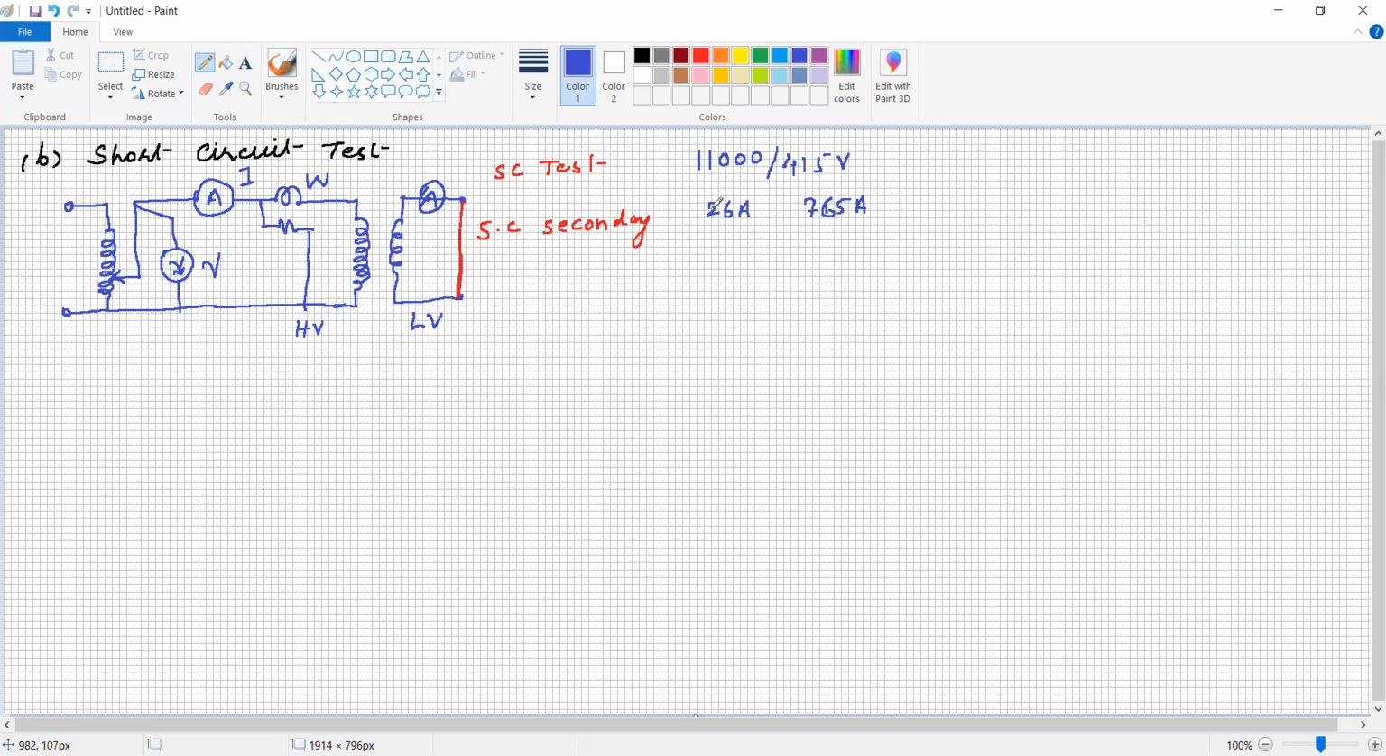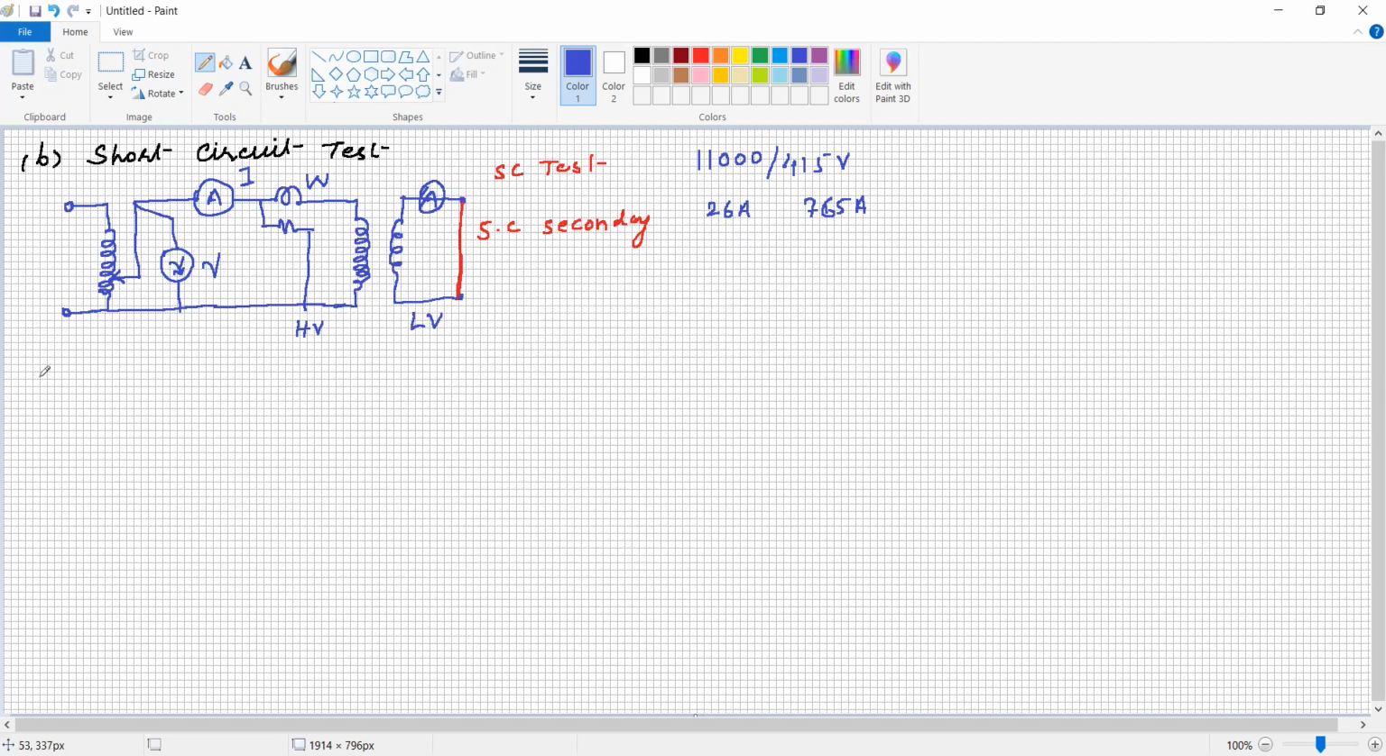Whereas if you connect the instruments on the HV side, during the test the voltage is nearly 200 volt, whereas the current is 26 ampere. That 26 ampere can be measured with the help of ordinary ammeters, isn't it? Therefore, in the short circuit test, the HV winding is connected with the instruments and the LV winding is short circuited. Okay. Now, what is the procedure?